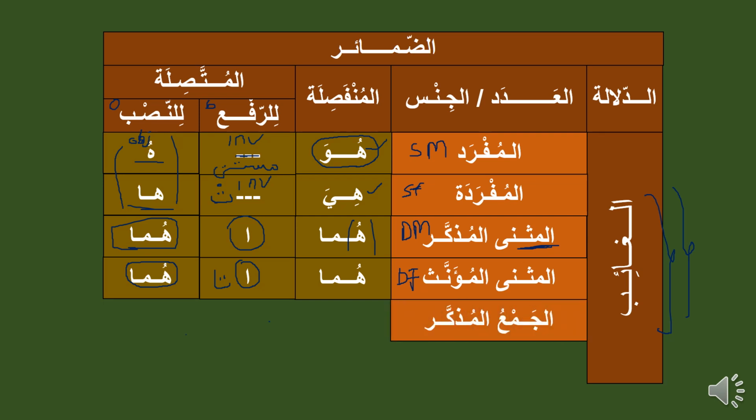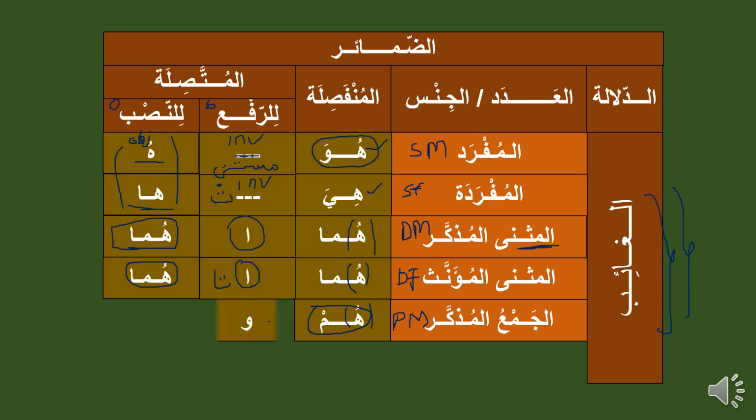So we also have al jam'ul muzakkar. This is the plural masculine. You can see they both start with hum. What is common here? Hum, hum, hum, and the last one also is starting with hum. So we have hum, which means they, plural masculine. So this is the fossil hum talib. They are students. They, plural masculine, are students.